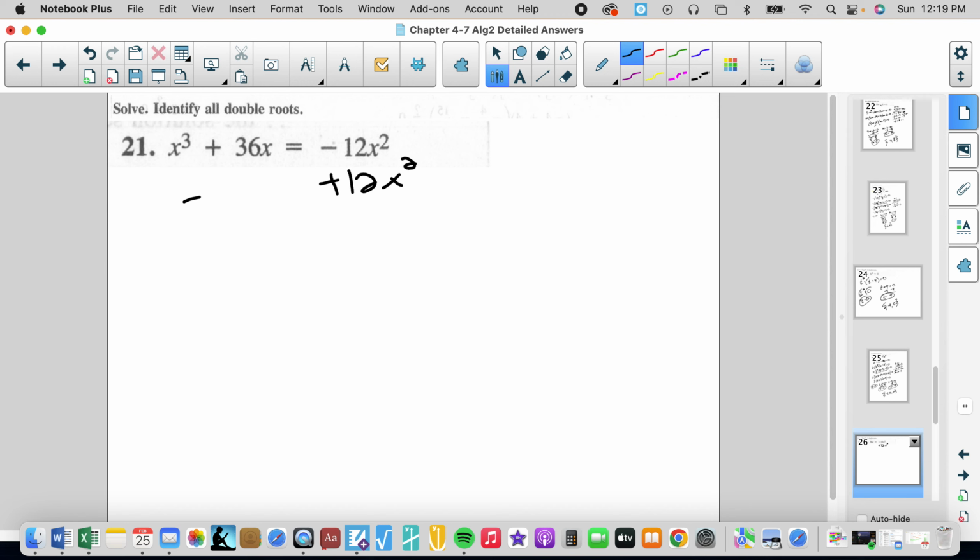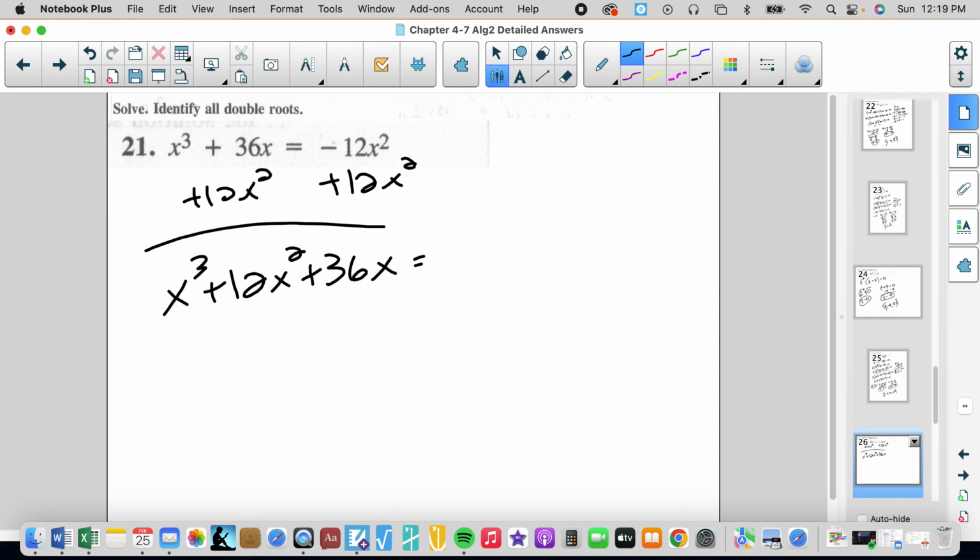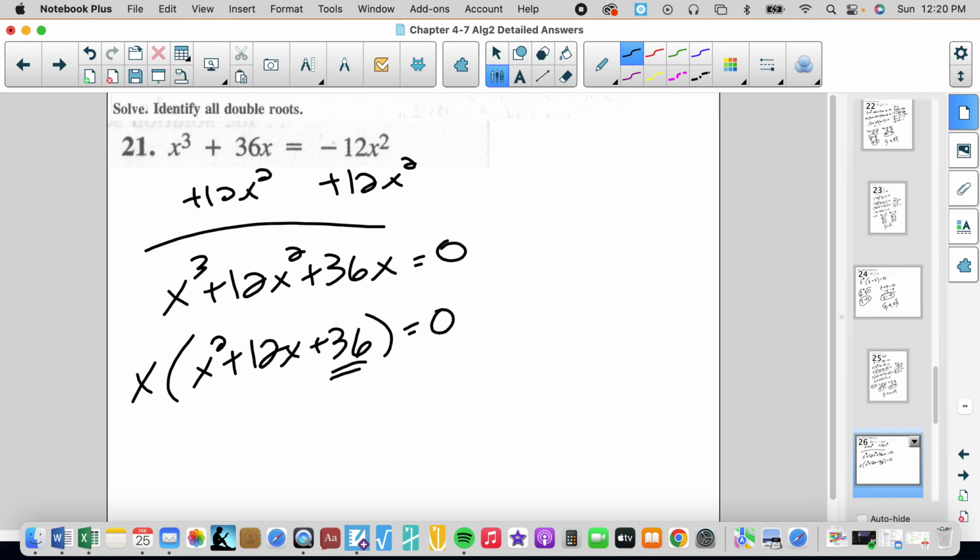Let's get this over. You get x cubed plus 12x squared plus 36x equals 0. Let's factor out an x. x squared plus 12x plus 36 equals 0. We should recognize it's a perfect square.